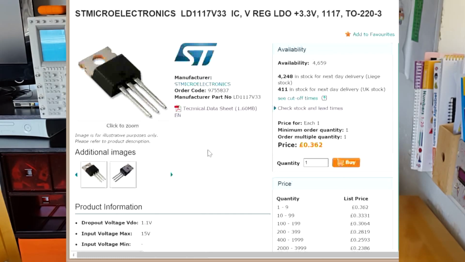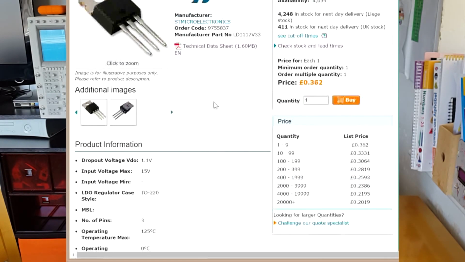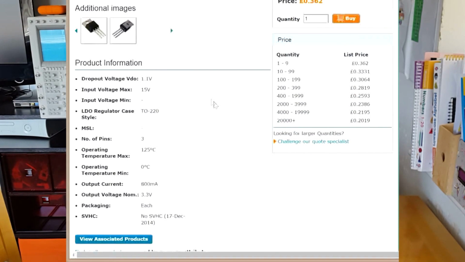So we have a look at first the product information. So dropout voltage 1.1 volts. That'll mean it'll happily work with a 6 volt power supply. Input voltage maximum, well, we're not going to go up to 15 volts, but we might mean 9 or 12 if we're working with lots of motors, servo motors, other devices. This is what I'm really happy about.